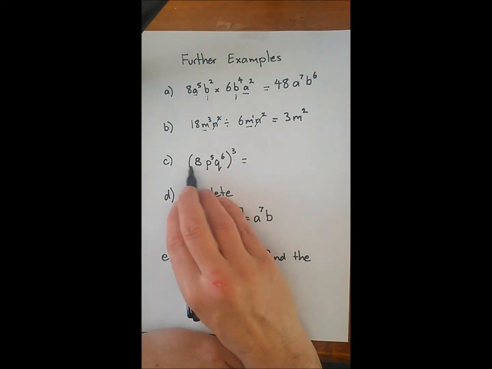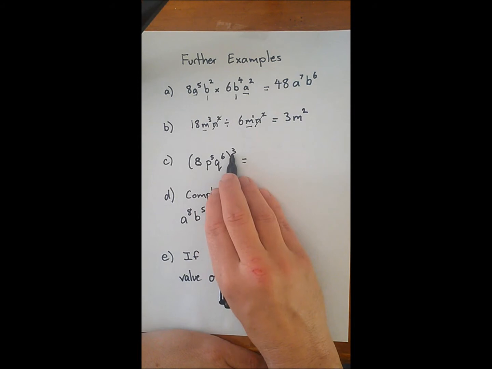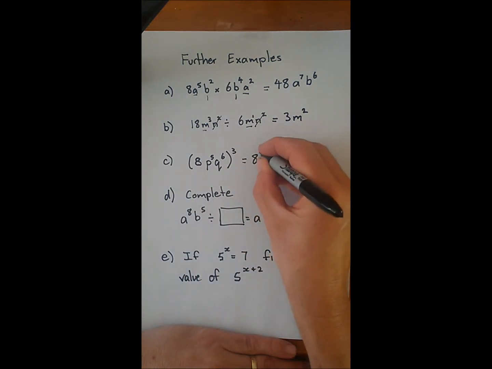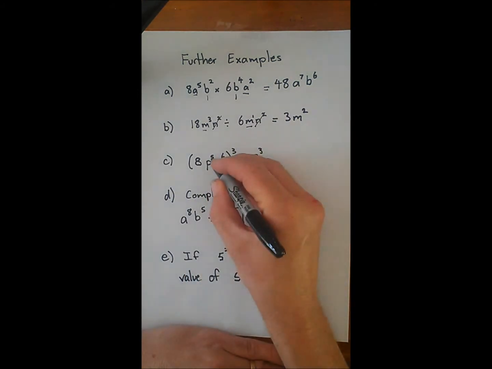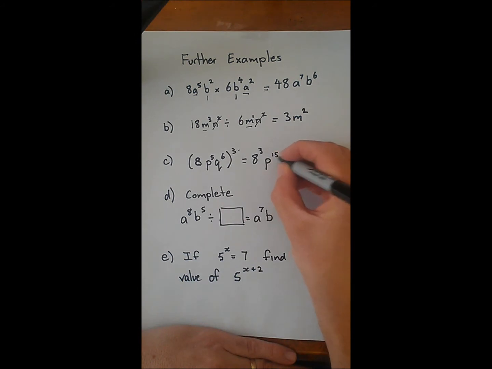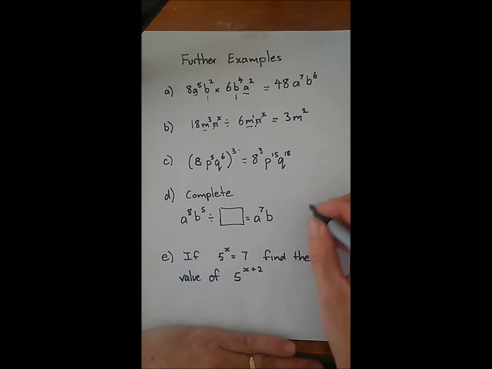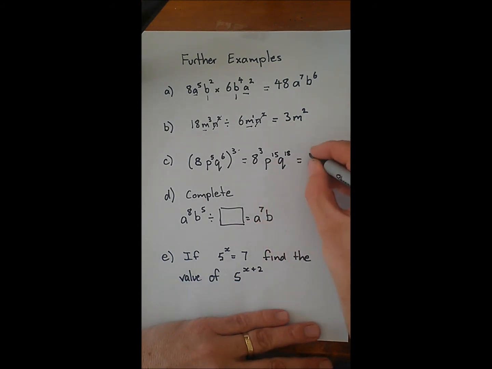This one here, raise everything to this power of 3. I have to have the 8 cubed. I have p, 3 5s, 15. q, 6 3s are 18. Then I just simply need to work out 8 cubed, 512. P to the 15, Q to the 18.